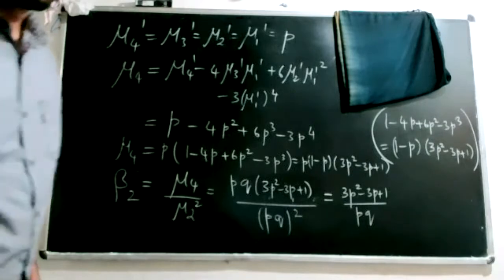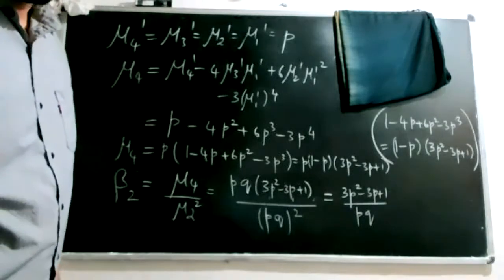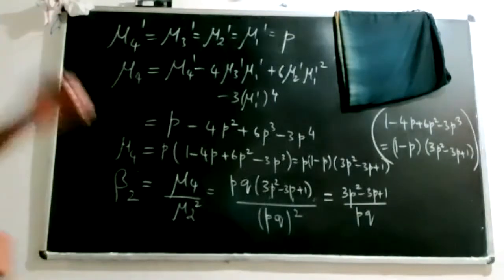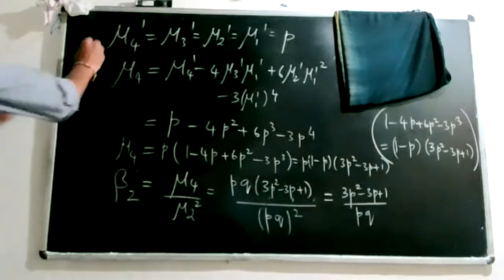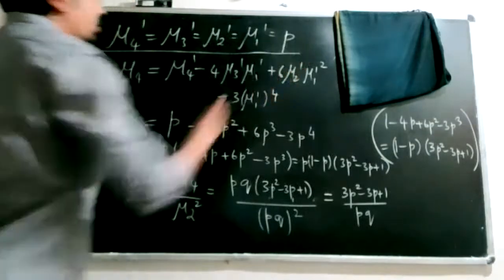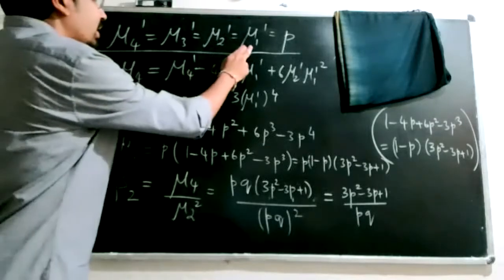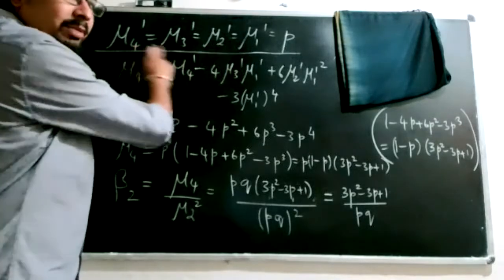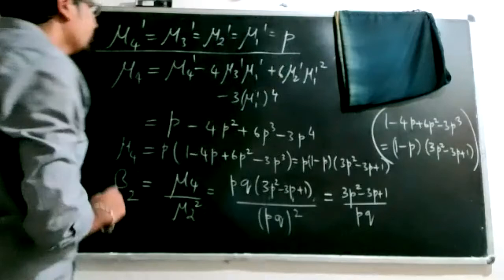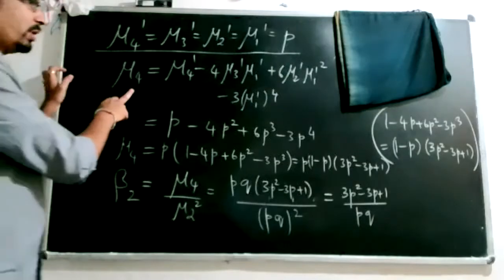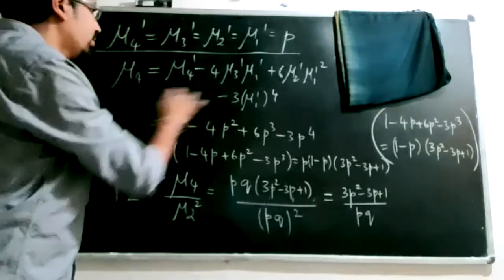So we're talking about MGF and moments of Bernoulli distribution. So we'll be continuing with that. So we had observed all the raw moments about origin are equal to P. So the first four moments about origin are mu1 dash, mu2 dash, mu3 dash, and mu4 dash, which are equal to P. And we were evaluating mu4, beta 2, and gamma 2.